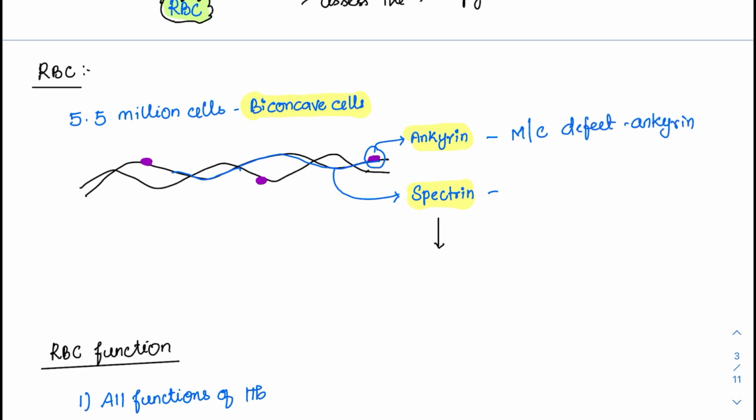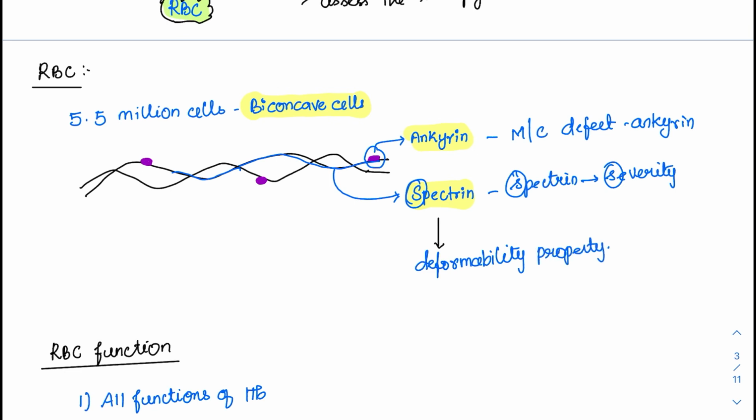But if the question is which among these two indicates the severity of the disease, it is spectrin. Just remember S for S: spectrin is essential for the severity of the disease. Spectrin is also responsible for the deformability of the RBC. The RBC can squeeze through minute capillaries. That deformability property is given with the help of spectrin. So these are the two important proteins.